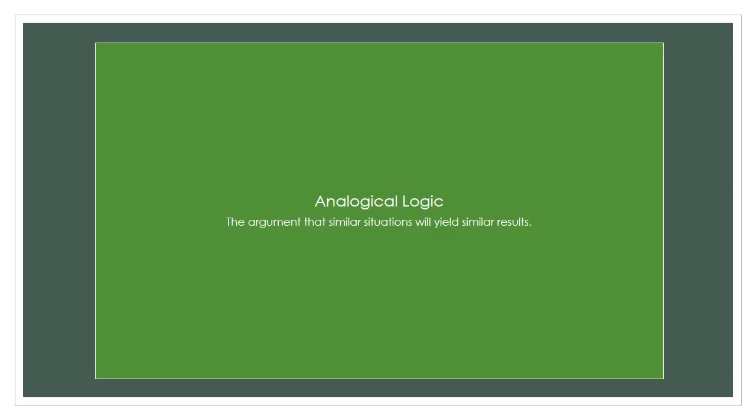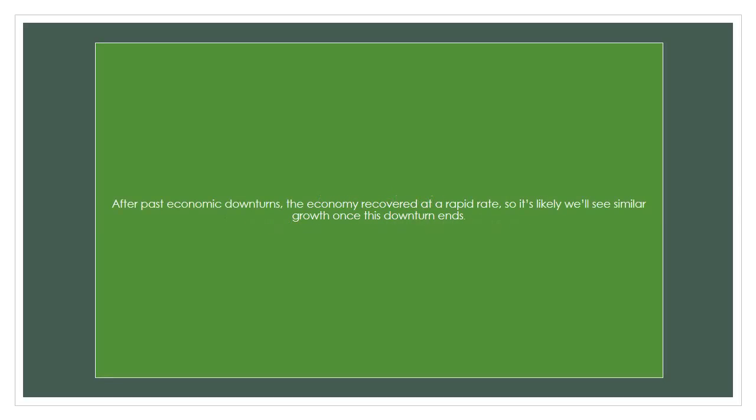Now, there are some different types of inductive logic, and the first one of those is analogical logic. And now, if you remember back to your SAT or ACT, the word analogy, this is the argument that two similar situations will yield similar results. I'll give you a nice example here. So after past economic downturns, the economy recovered at a rapid rate. So it's likely that we'll see similar growth once this downturn ends. The two similar situations are the economic downturns. We're presuming that we'll see similar results from this. Okay.